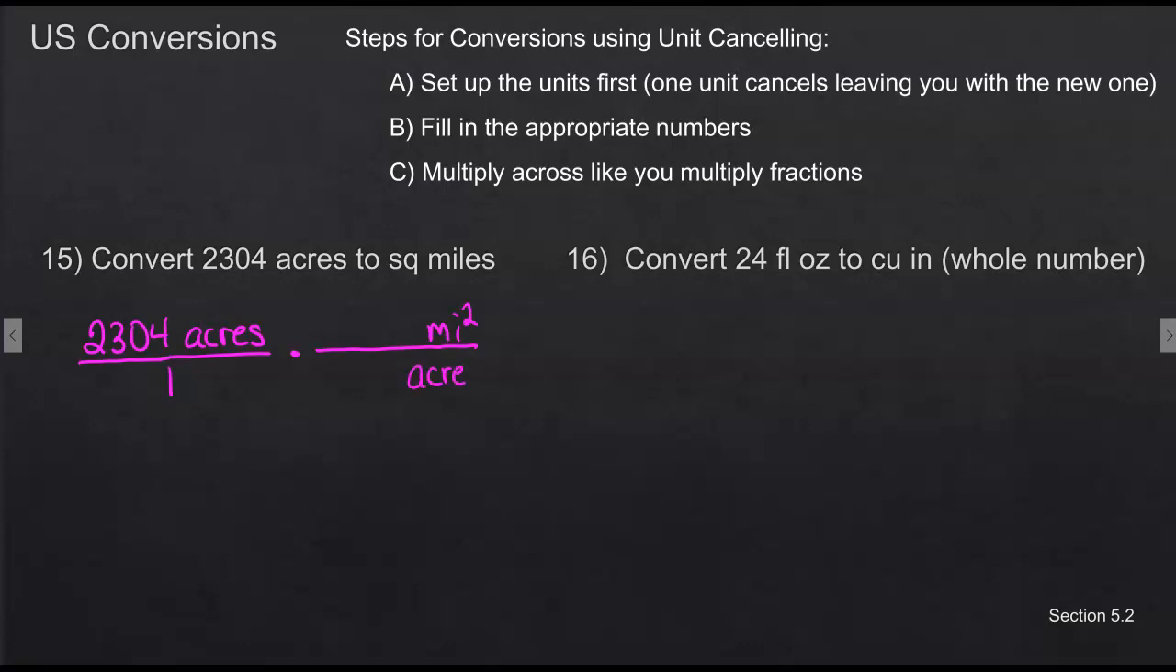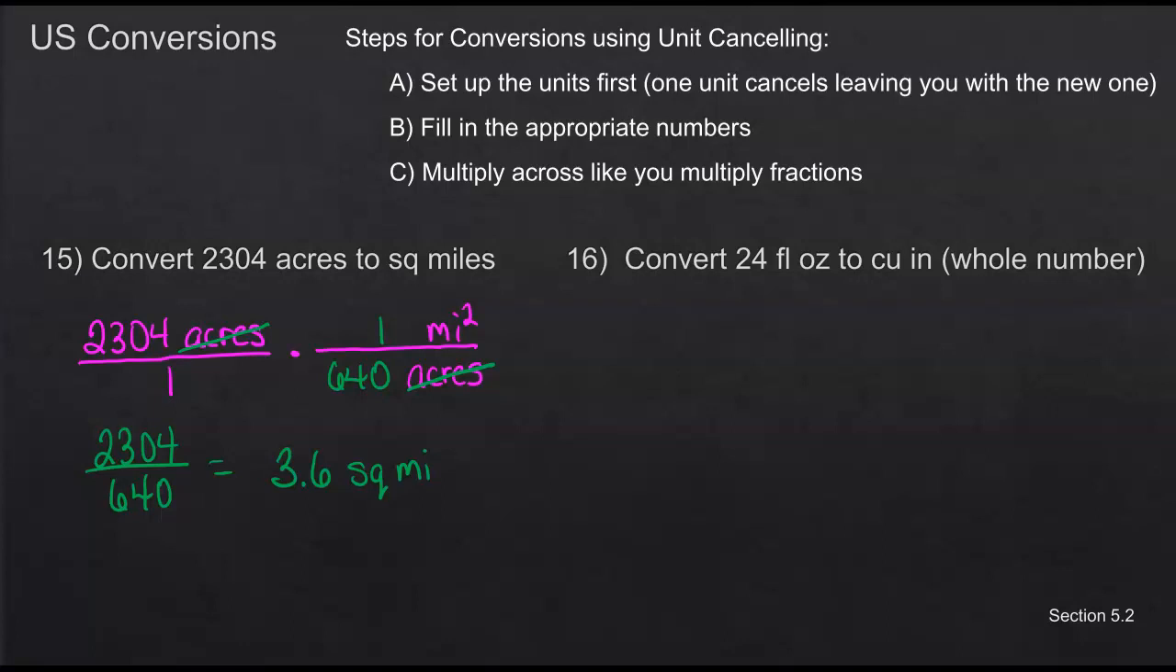My acres have to go here because that's what I'm trying to cancel out, right? My acres have to be on the diagonal. Now, let's look this up. There are 640 acres in 1 square mile, so that means we will be dividing. There's the cancellation of my units. So 2,304 divided by 640, and that equals 3.6 square miles. And you know you can write it miles to the second power just like I did up above.